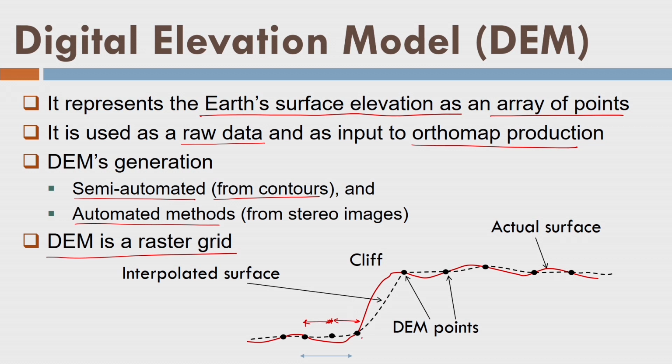So, this is the spacing of the DEM. Here it is not uniform, which is not true. Generally, we have uniform spacing in the case of a DEM. So, let us assume that these points are generated by the DEM at uniform spacing. That means the pixel size of the DEM is fixed.